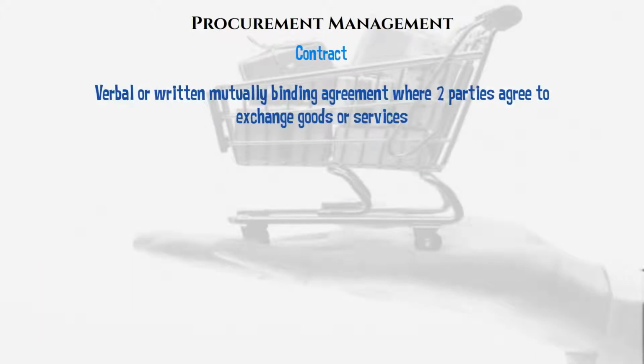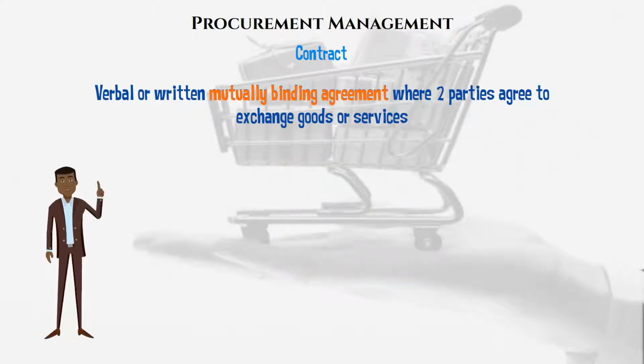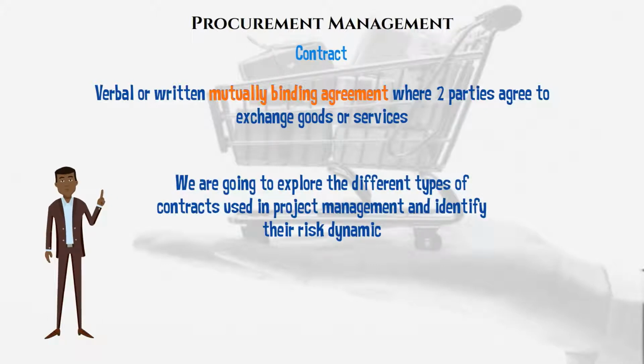Contract. A contract is a verbal or written mutually binding agreement where 2 parties agree to exchange goods or services. Later on in this section, we are going to explore the different types of contracts used in project management and identify their risk dynamic.